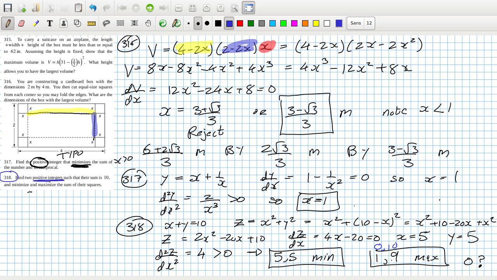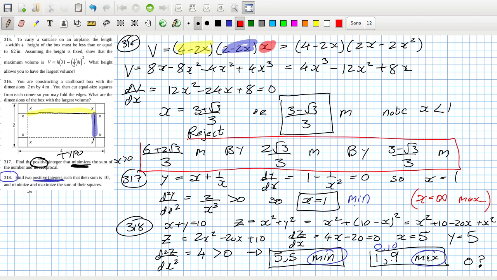Positive integer, I would have thought not to include 0. So we'll have to go with 1, 9 and 5, 5. So that minimizes it and that maximizes it. This one here, we said minimizes it, and maximizes it would be infinity. I'll just put that as a note here. X equals infinity will be a maximum. And here, this is our answer. And that would be a maximum.